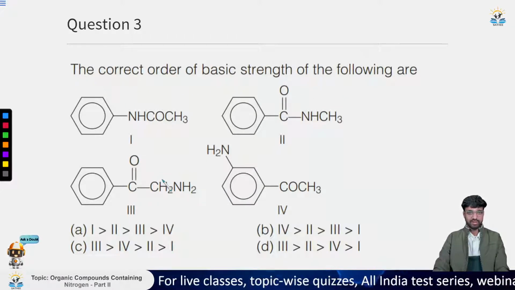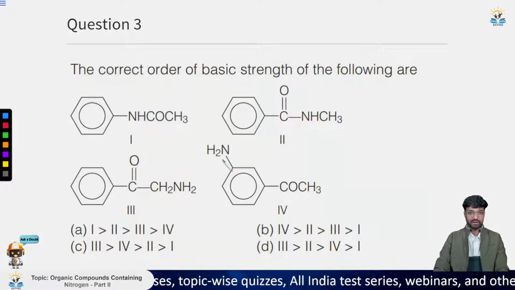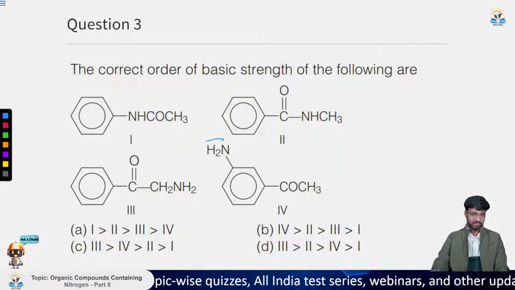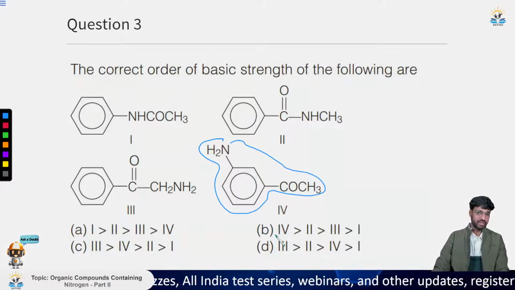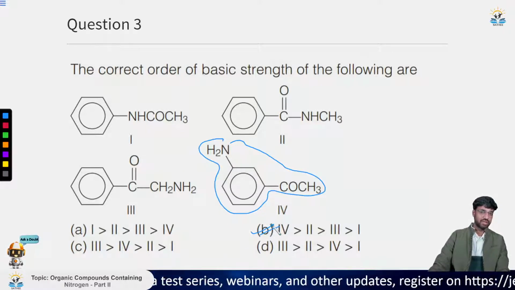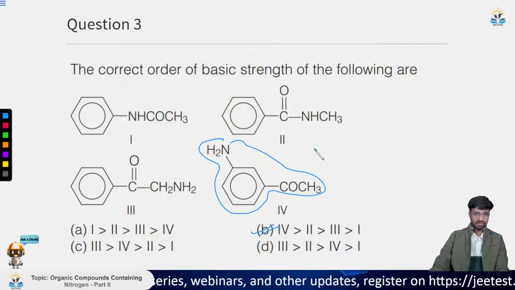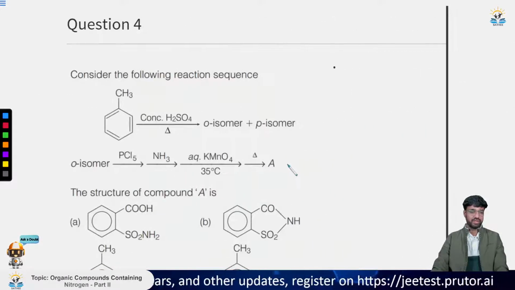Next, the correct order of basic strength of all of these. You know very well that amides are the least basic, and all of these are amides except this one. So this is the most basic of all of these. So 4 is this one, and you can simply say that this is the answer. The same thing is written here.